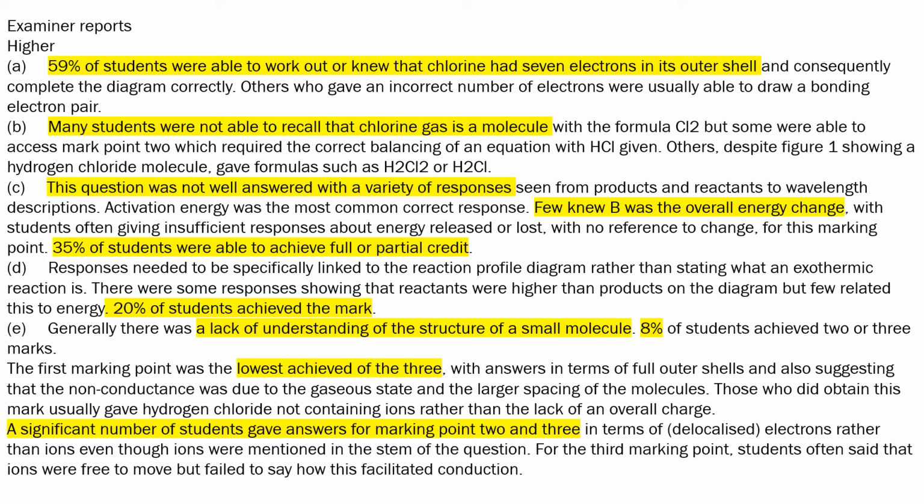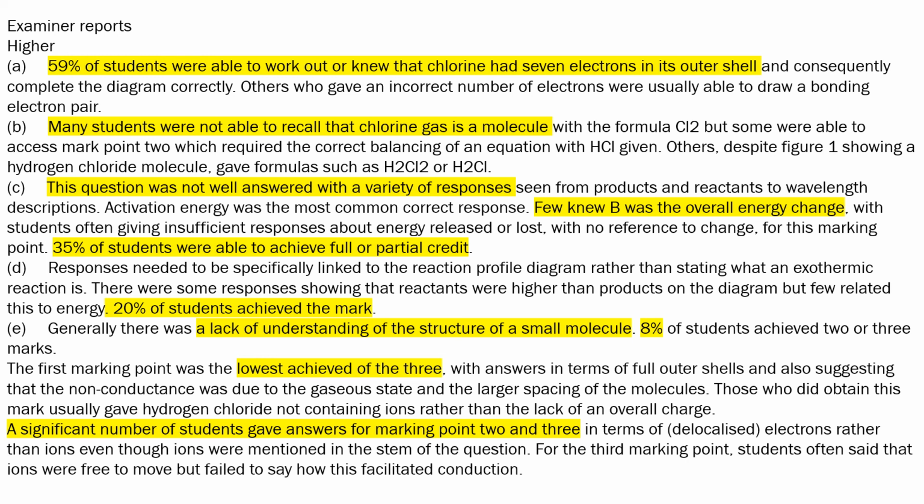Others, despite figure 1 showing a hydrogen chloride molecule, gave formulas such as H2Cl2 or H2Cl. Part C. This question was not well answered with a variety of responses seen from products and reactants to wavelength descriptions. Activation energy was the most common correct response, but few knew B was the overall energy change, with students often given insufficient responses about energy released or lost, with no reference to change. For this marking point, 35% of students were able to achieve full or partial credit.